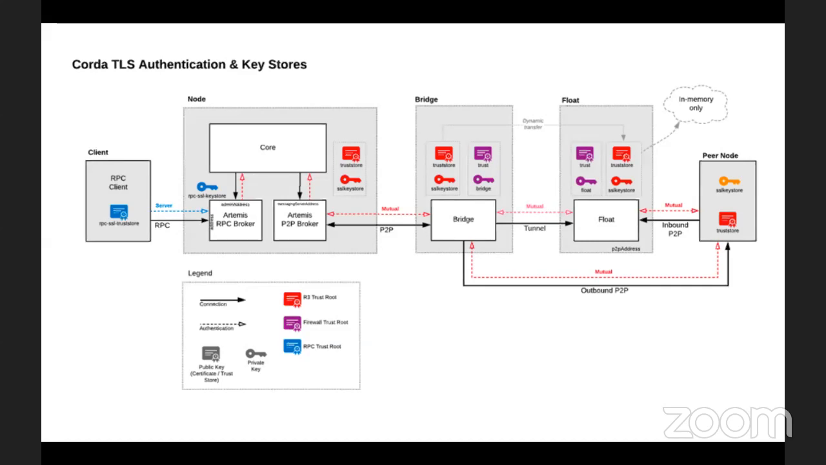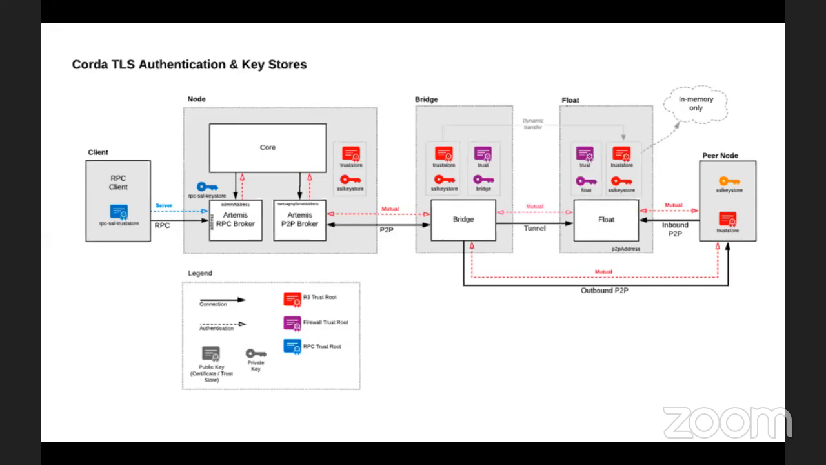Violet or purple color indicates the firewall trust certificates, and the blue color indicates the third-party trust certificates for the RPC, right? And then after the bridge, there is a float. So every communication between every node and its peers happens through a bridge and float.